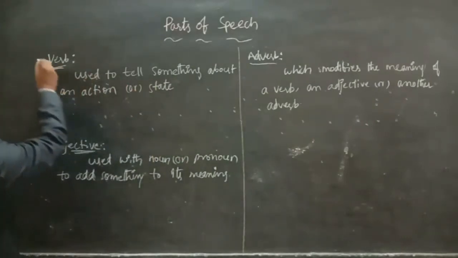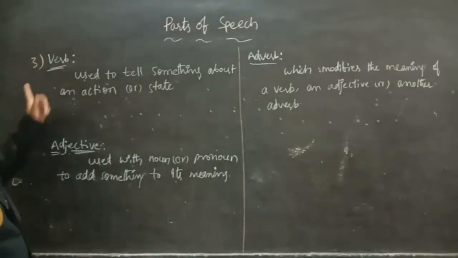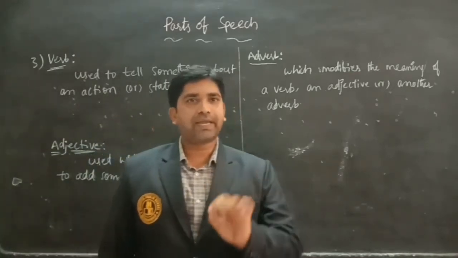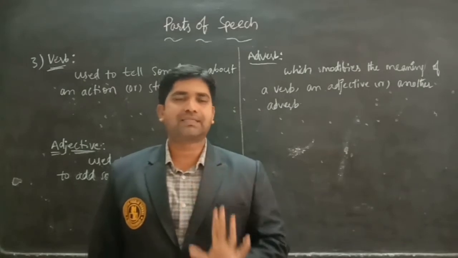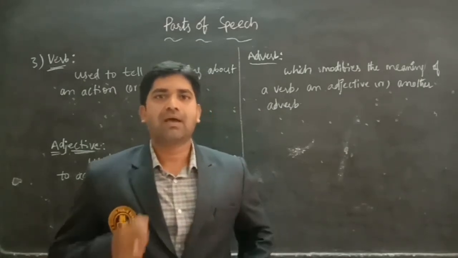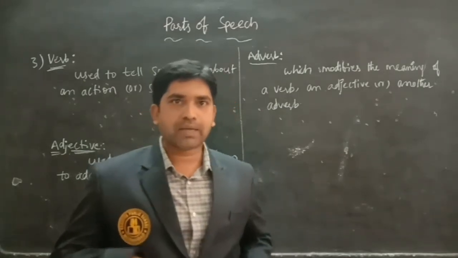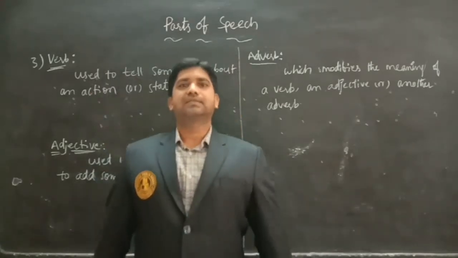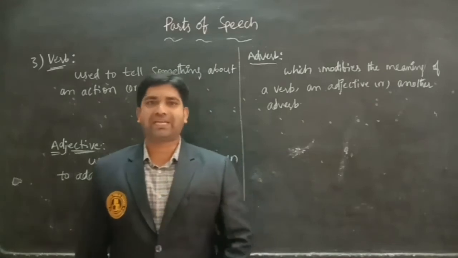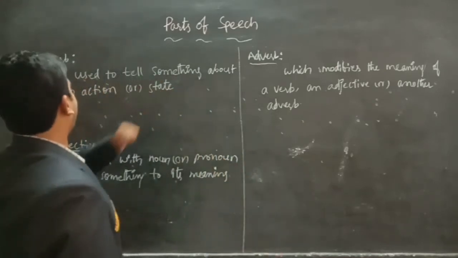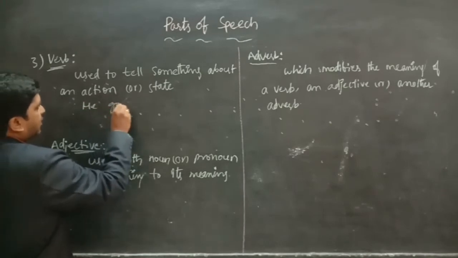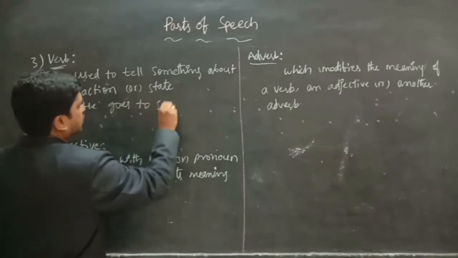Here the third one is verb. Verb we use to indicate an action or state. Here action: running, walking, go, sit, stand. These are all actions. We use verbs to indicate an action. Here example, he goes to school.